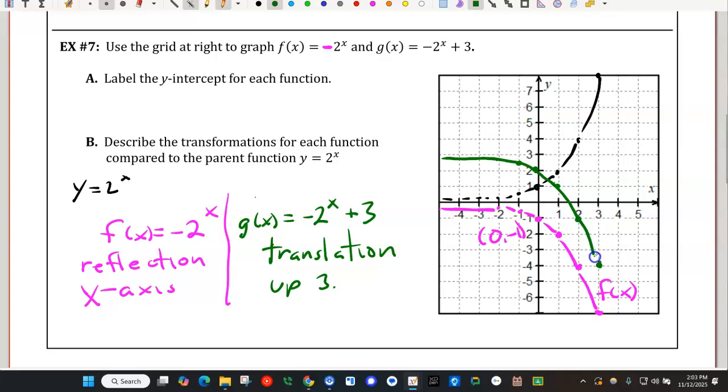And it does say to label it, so follow the direction. So we got our y-intercept at 0, 2. And this is g of x. There we go.